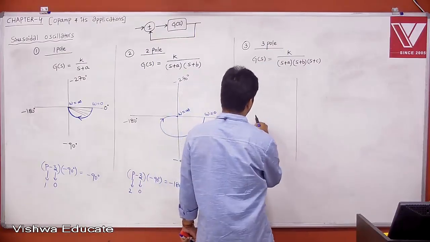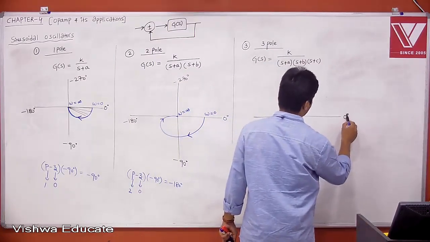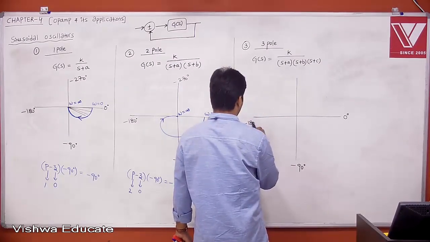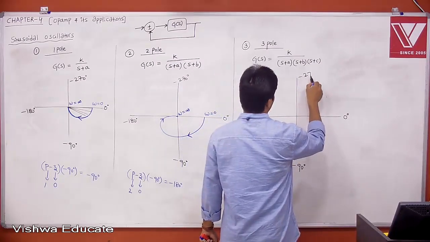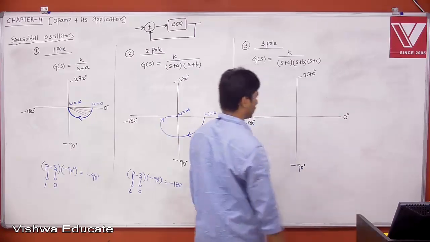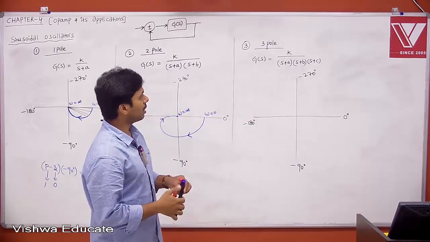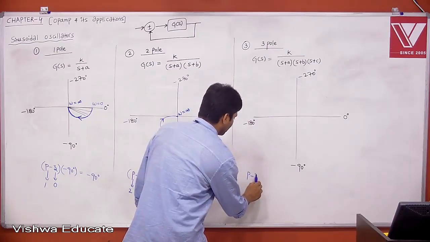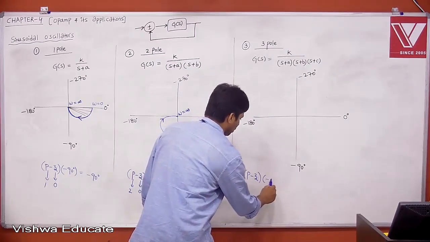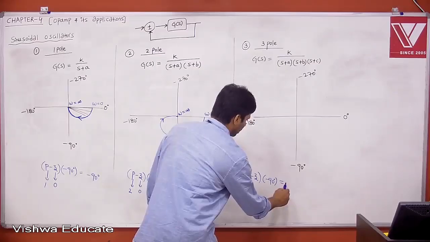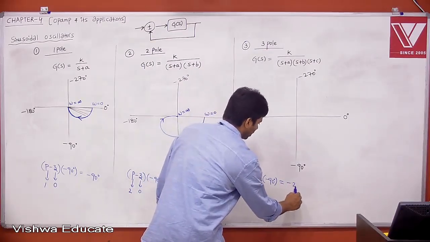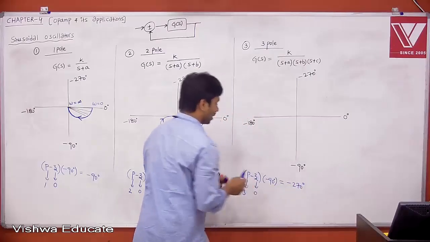Now, if you have 3 poles, this is 0 degrees, minus 90 degrees, minus 180, minus 270 and then minus 360. Okay. Now, how many poles are there? We have 3 poles. Therefore, it will terminate at P minus Z into minus 90 degrees. You will get P is 3, Z is 0. You will get minus 270. It will terminate at minus 270.